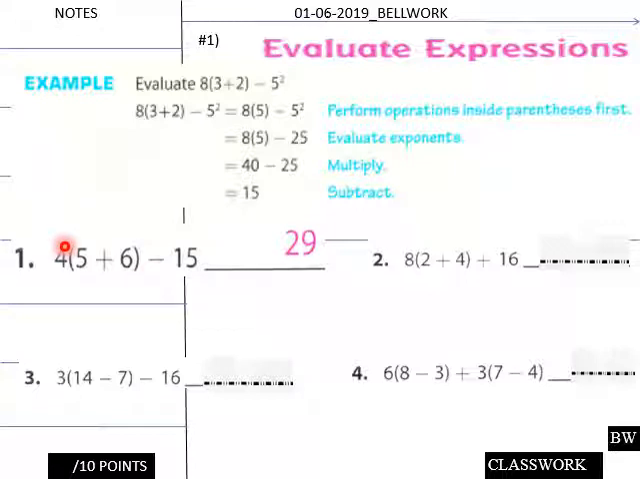29, how do we get 29? Well, what do we start inside the parentheses first? 5 and 6 is 11 times 4 minus 15. 14 minus 7 times 3 minus 16 here, and then 8 times 2 plus 4 plus 16, and then 6 times 8 minus 3 plus 3 times 7 minus 4 is 39. So you use your order of operations ideas to solve these.